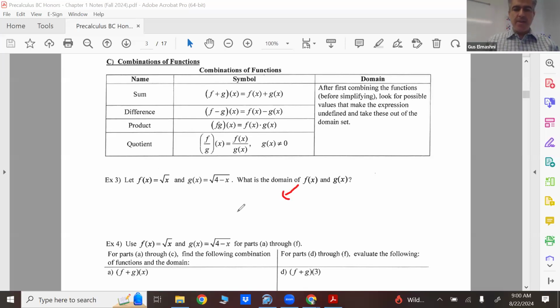That's pretty obvious: 0 to infinity, and negative infinity to 4. That's all, right? Squared away with that one.